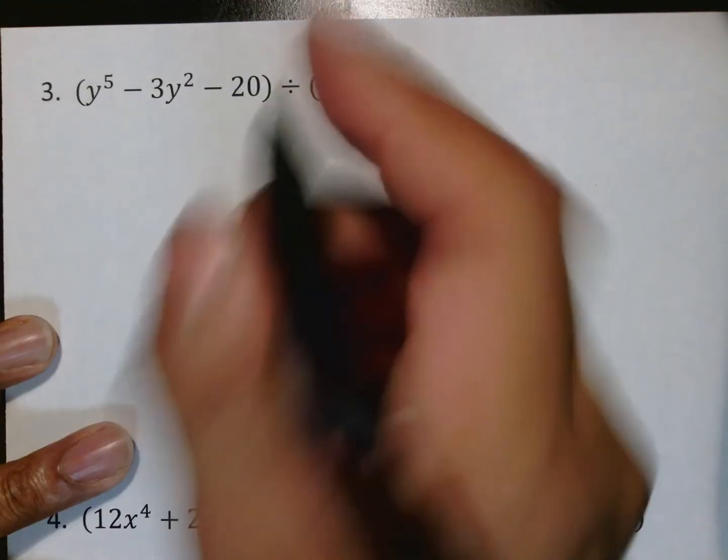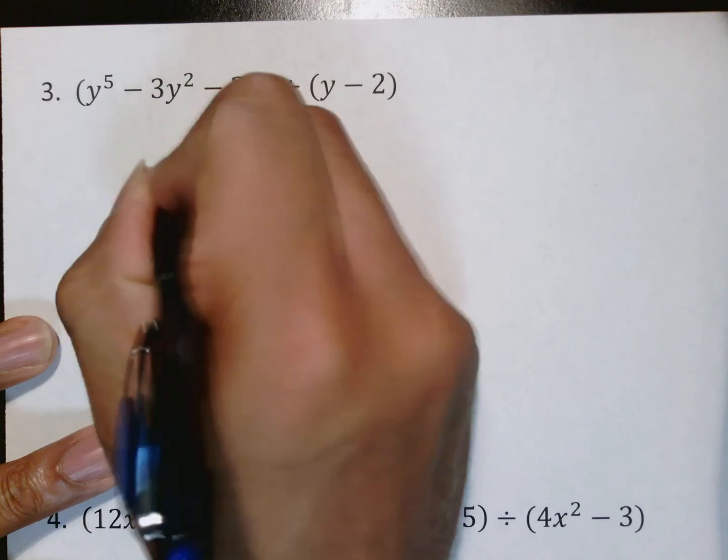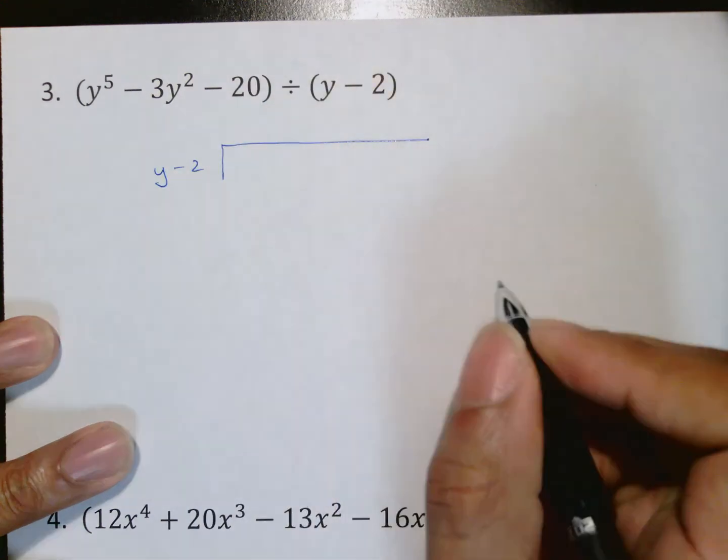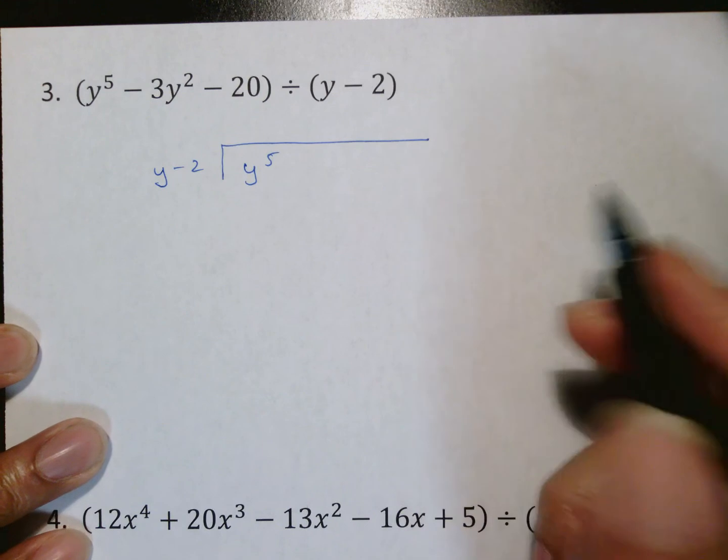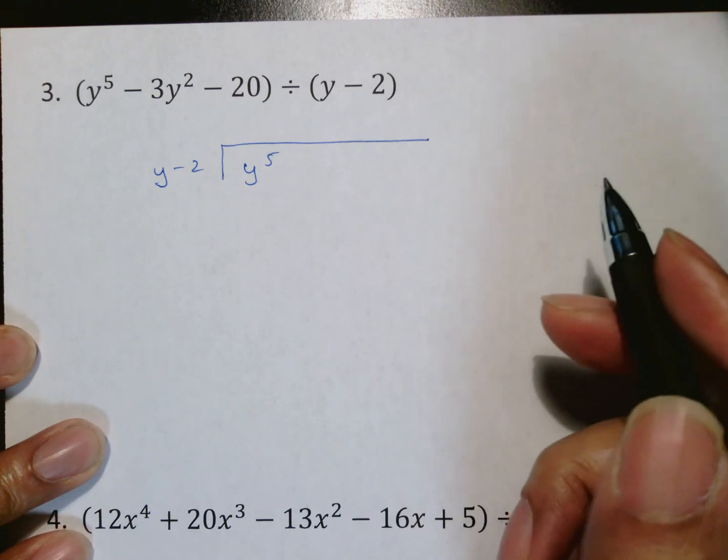Next example, this is a straight up division, so y minus 2 on the outside, and here is where the rule comes in. Notice that my highest power is y to the 5th. I hope this ends up well. I didn't really plan this out.